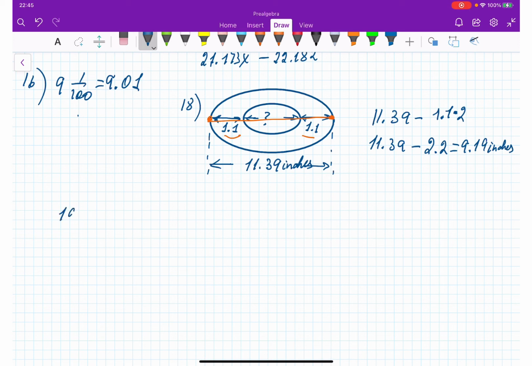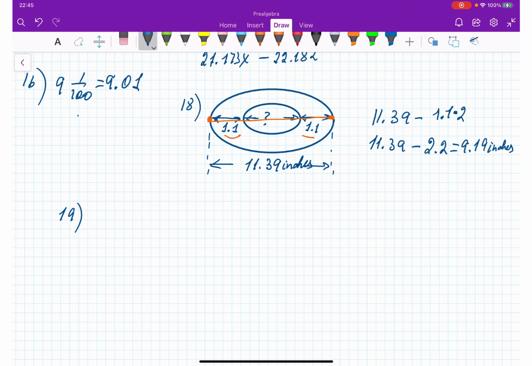Question number 19. Are the calculations to the right correct? If not, explain the error. Okay, all we have to do is check what calculation this is. Addition. Okay. We need to add, and I will show you now.